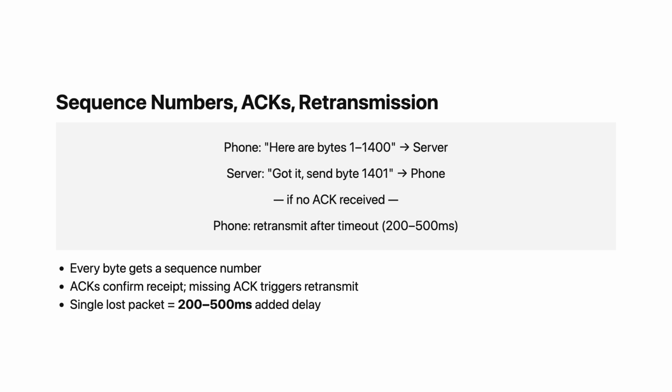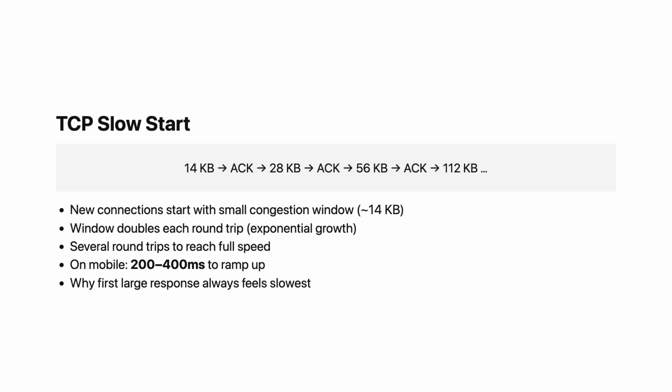It begins with a small congestion window, typically about 14 kilobytes. It sends that much data, waits for acknowledgements, and then doubles the window. Send 14 KB, get ACK, send 28 KB, get ACK, send 56 KB, and so on. This exponential growth means TCP ramps up to full speed fairly quickly, but fairly quickly still means several round trips. And on mobile, where each round trip is 50 to 100 milliseconds, that can add up to 200 to 400 milliseconds before TCP is running at full capacity. This is why the first large response from a server always feels slow. Your connection is literally warming up.